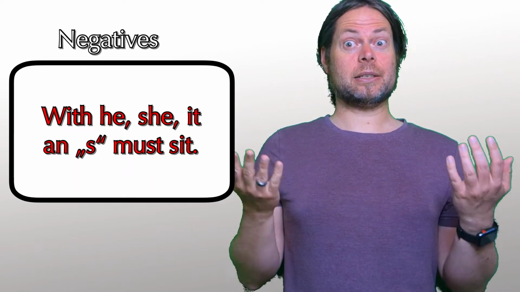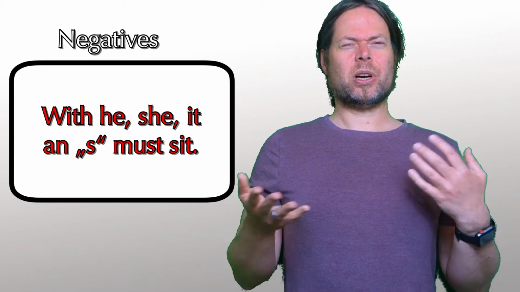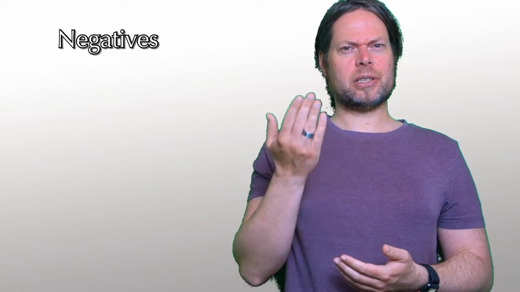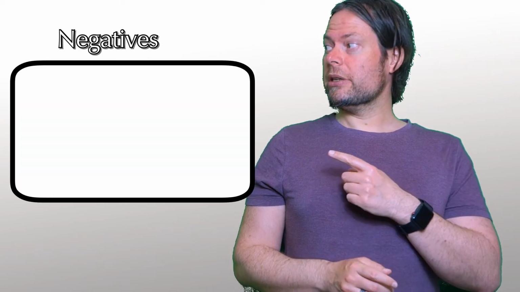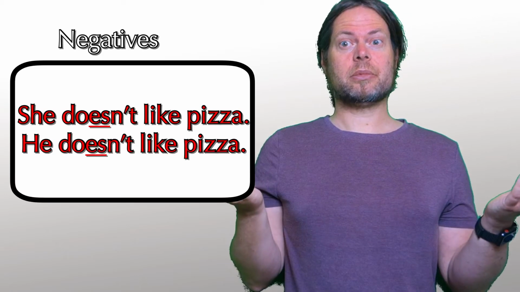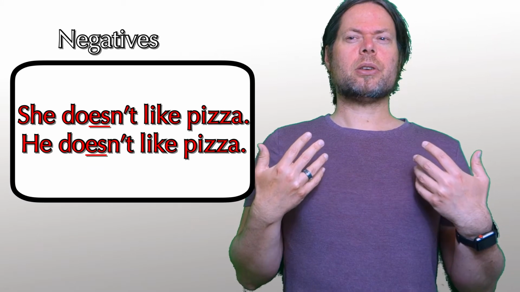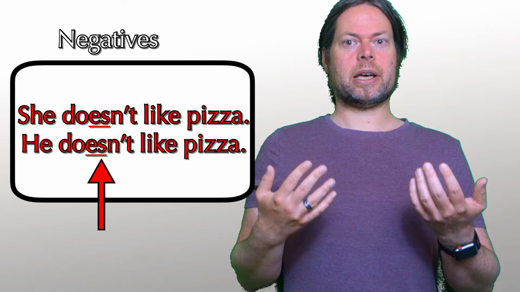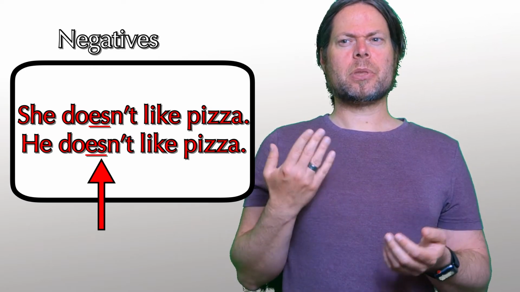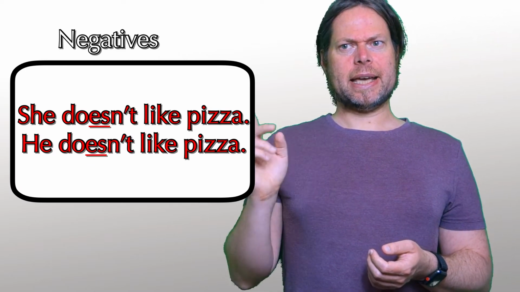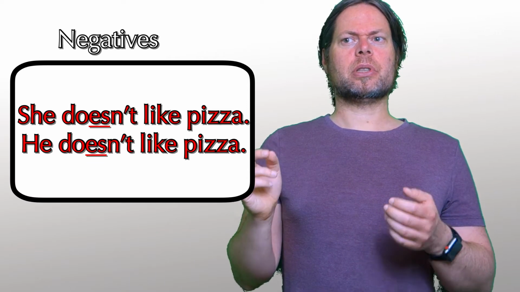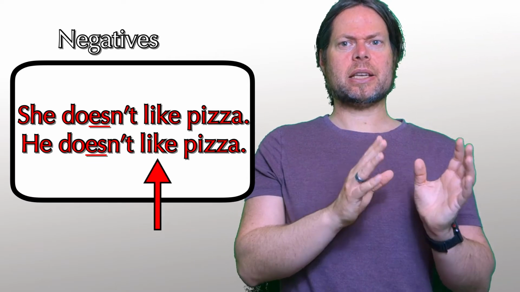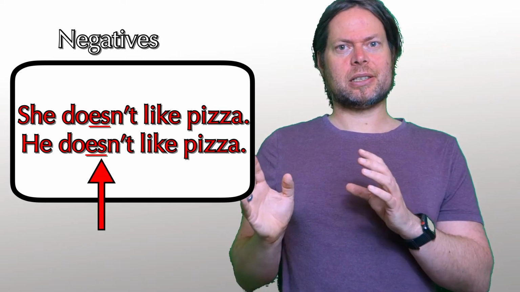But again, there is an exception, and that is, again, with he, she, it, S must sit. But where does that S sit? Let's look at some examples. She doesn't like pizza. He doesn't like pizza. So instead of don't, we say doesn't. That's where we add the S. Notice though that we do not add an S to the verb like now, because the S is already included in doesn't.